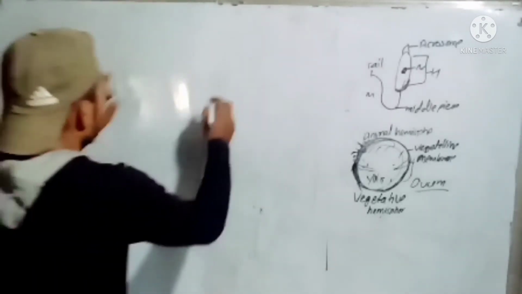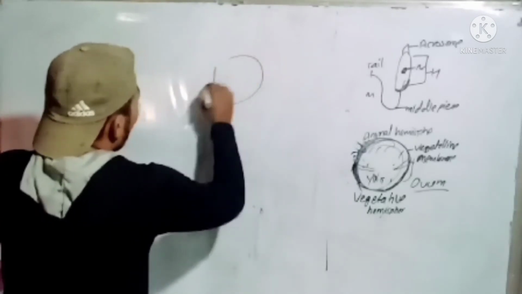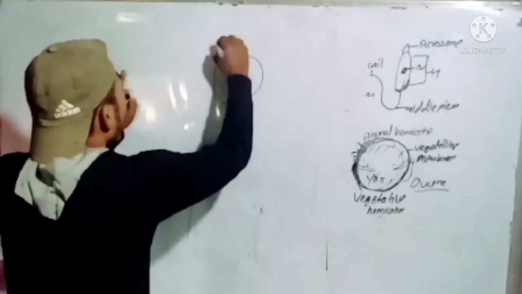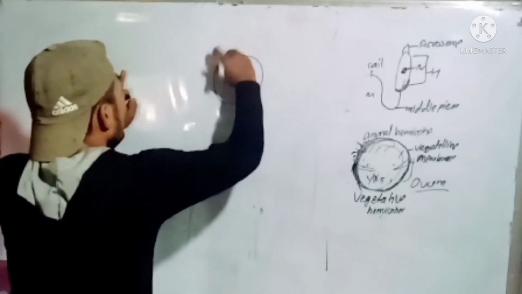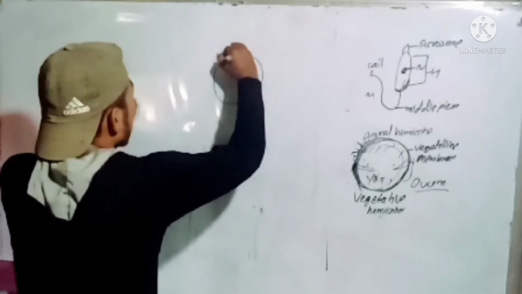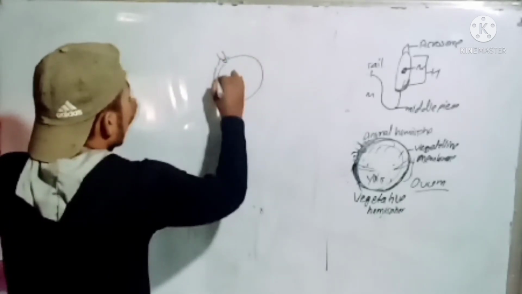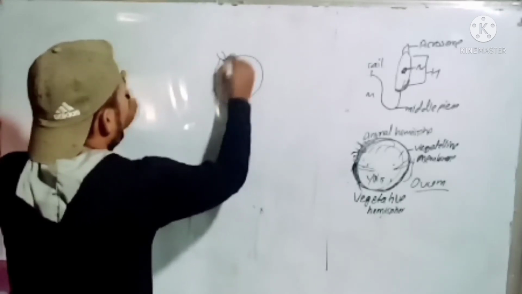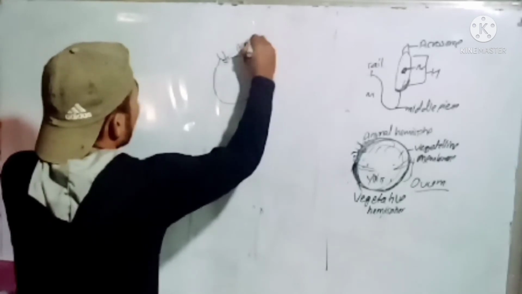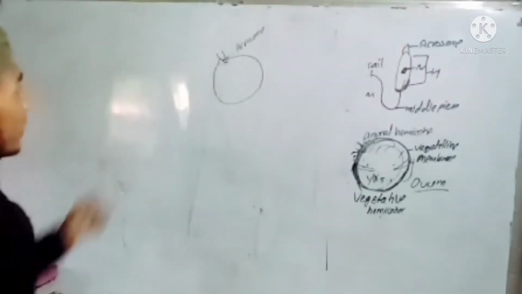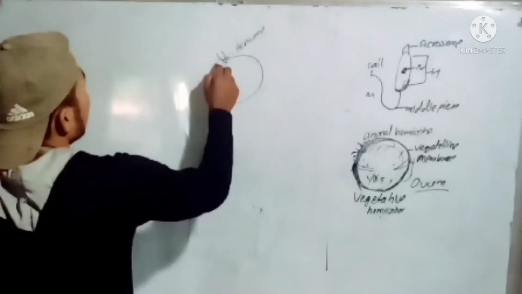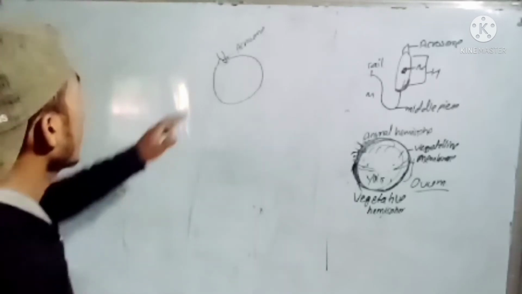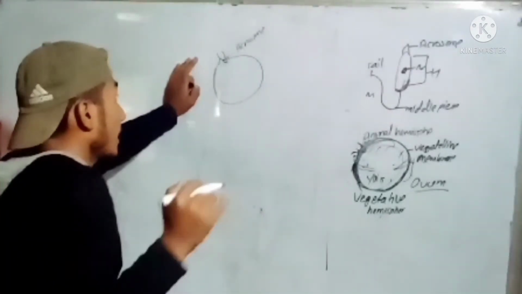So this is the ova, and first of all the protuberance forms. That protuberance is called the cone of reception, and in the head of the sperm there is one acrosome. That acrosome dissolves the membrane present; this is the acrosome, and the membrane is dissolved, which helps the sperm enter the ova. During this process there is the formation of proteolytic enzymes.